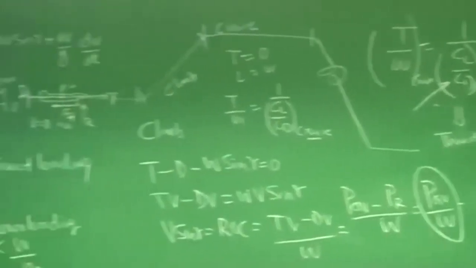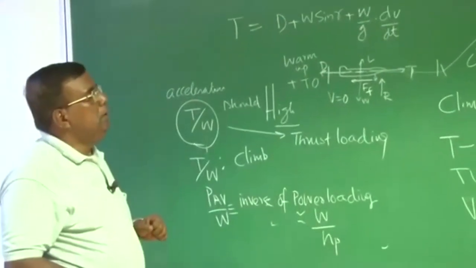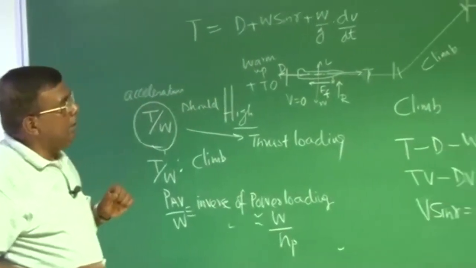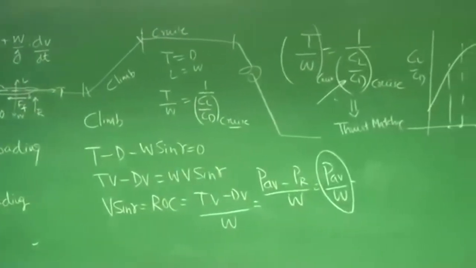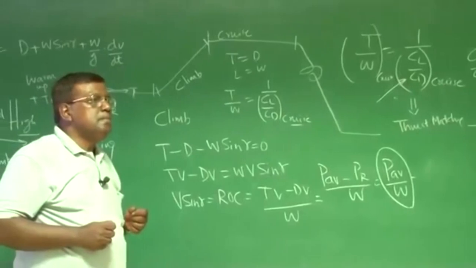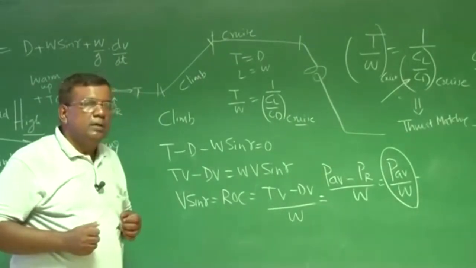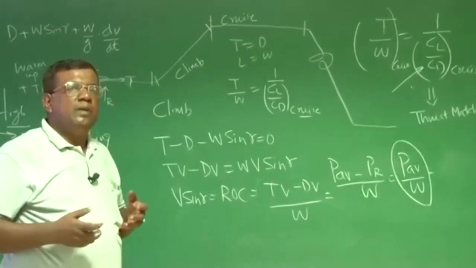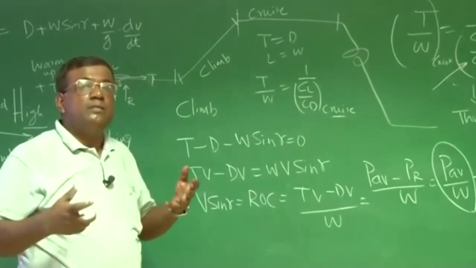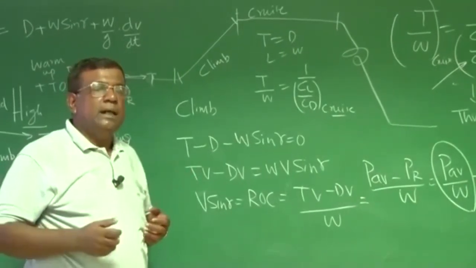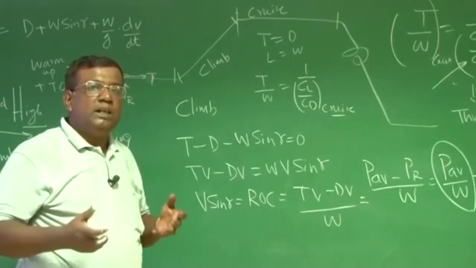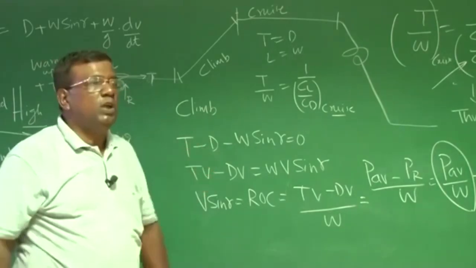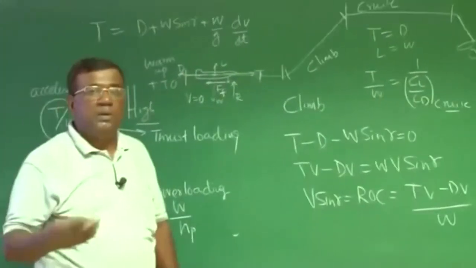We have been talking about T by W for cruise, for takeoff, for climb. But you also understand the moment we talk about thrust, or power for that matter, we also ask a question: will this airplane be able to achieve the maximum speed? Assuming that at that speed, at that dynamic pressure, the structure will be good enough to withstand the load. That is the assumption, because you cannot go on increasing the speed or the dynamic pressure.